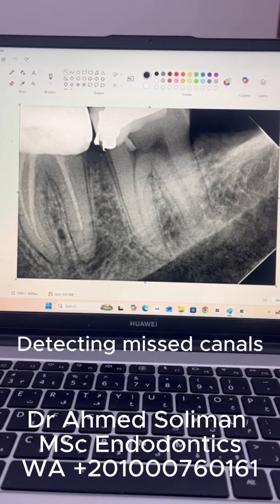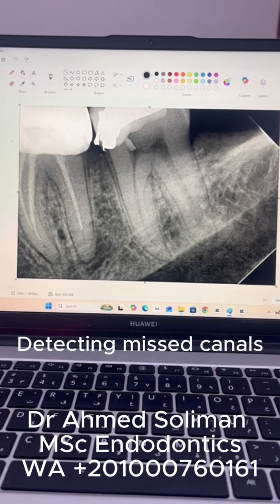Hello everyone, in today's video I'm going to discuss how I know 95% of the time, only from the 2D periapical X-ray, whether I have a canal system consisting of more than one canal in this root, or whether it is a single canal in this single root.